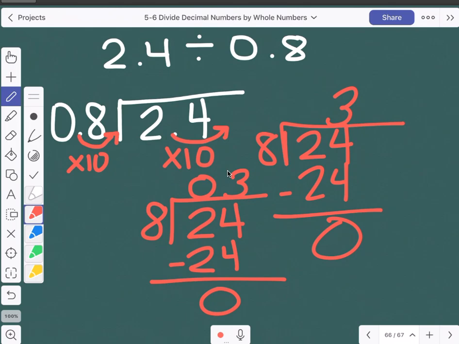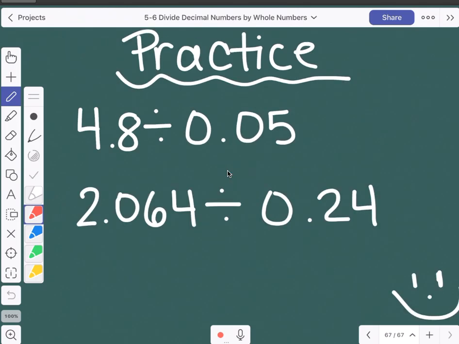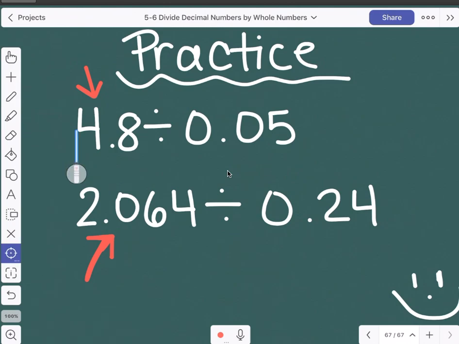The end. Okay, I have 2 practice problems for you. Here they are. Which one's the dividend? This one. Which one will go inside the bracket? This one. Which one would be on top of the fraction? This one.